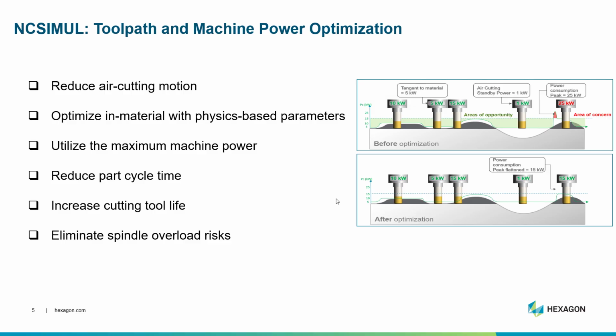After those three verification processes, we can actually take it a step further and optimize the toolpath and machine power. We have three different levels to do so. The first is reducing air cutting motion, which will ultimately reduce part cycle time. The second is to optimize the in-material conditions, which will increase cutting tool life and produce smoother cuts. And finally, we can utilize the power of the actual machine, which not only allows us to bring all toolpaths that are underperforming up to the maximum power, but also to eliminate spindle overload risks if you have something programmed that is going to overrun the machine or spindle.